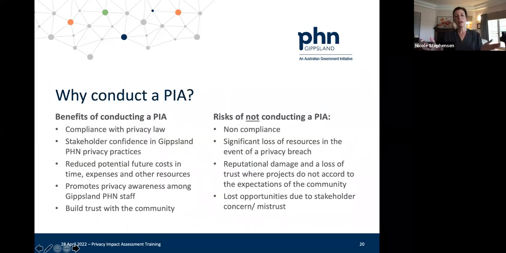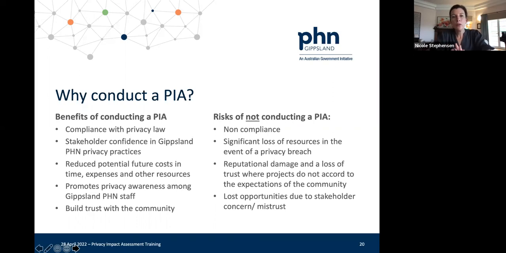Okay, so why do we conduct a privacy impact assessment? Well, we do it because there are benefits for us as an organization, right? The first is that we're being compliant with privacy law. The last thing that we want is the scrutiny of a privacy regulator, because we failed to assess for privacy impacts and therefore failed to mitigate or minimize those.